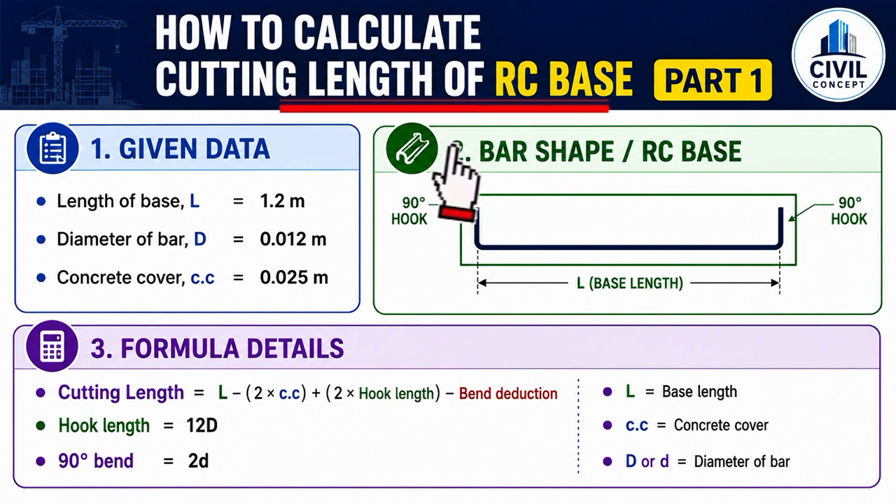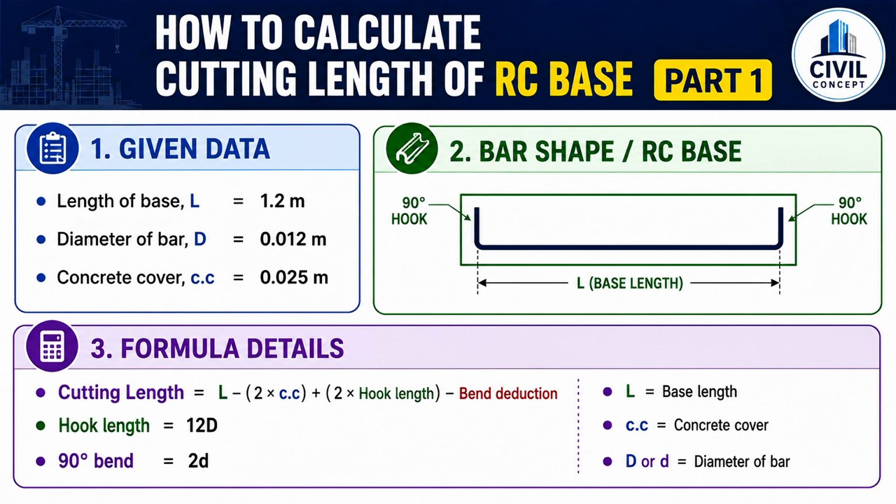We need to calculate the cutting length of an RC base bar. The given data are: length of base L is 1.2 meters, diameter of bar D is 0.012 meters, concrete cover CC is 0.025 meters. Now let us understand the bar shape.